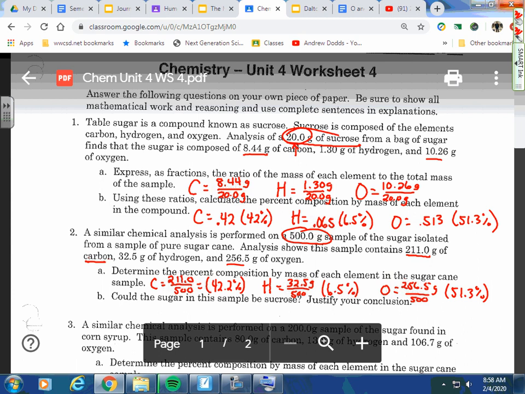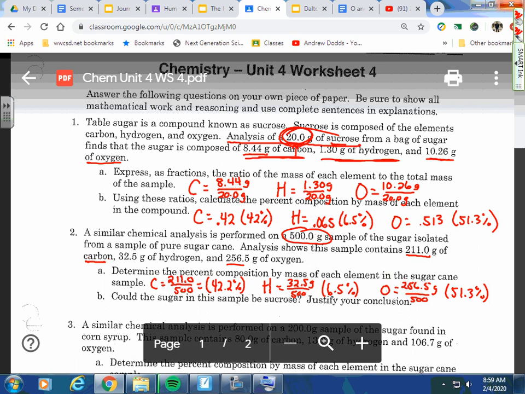Why is a total 20 on number one? Because this sucrose is the whole thing. So when they say analysis of a 20 gram, it should say 20 grams of sucrose. So that's the whole thing. And then they're breaking it down. Sucrose is made up of this, and oxygen. Okay, so all together they should make 20. That'd be the total. All right, so 2B.